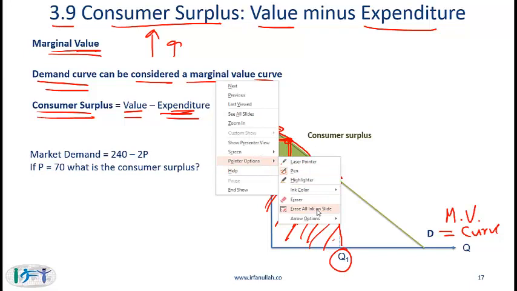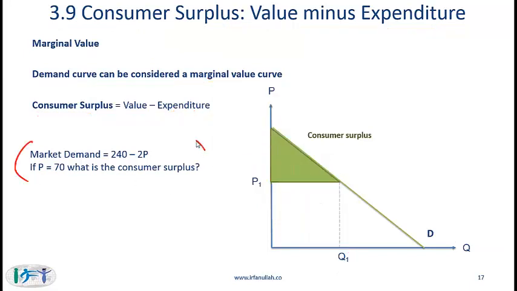Here now is the sort of question that you might get on the exam. You will be given the market demand curve. So let's say that this curve is given by 240 minus 2P. That is your market demand. If price is equal to 40, what is the consumer surplus? In other words, you are given the price. If price is equal to 70, what is the consumer surplus? So you are given the curve, you are given the price.